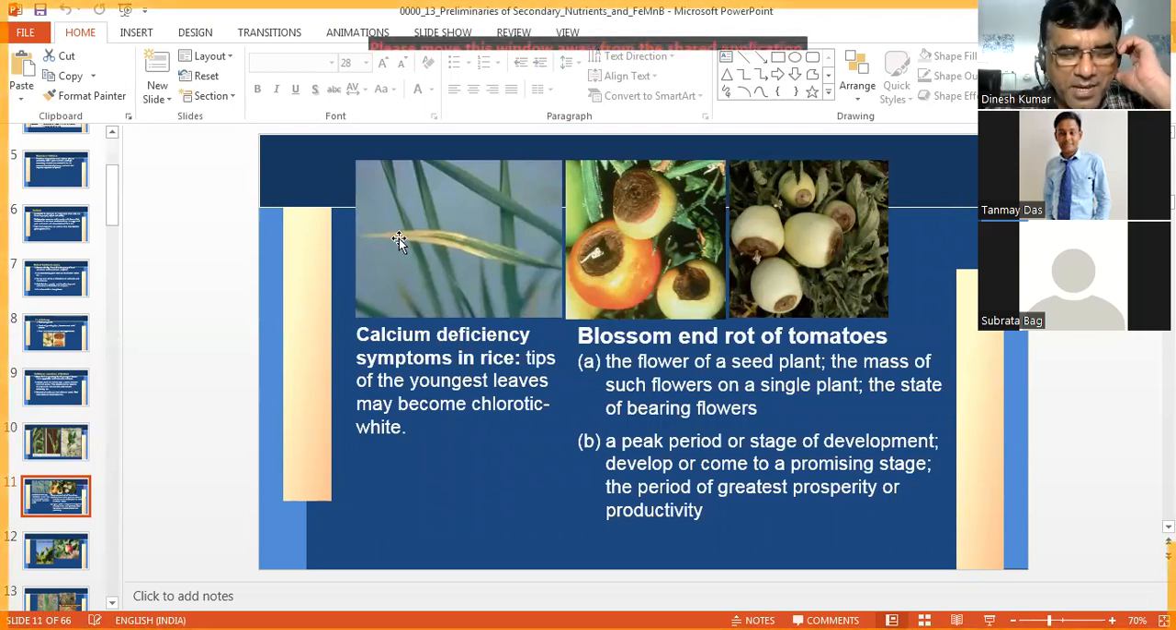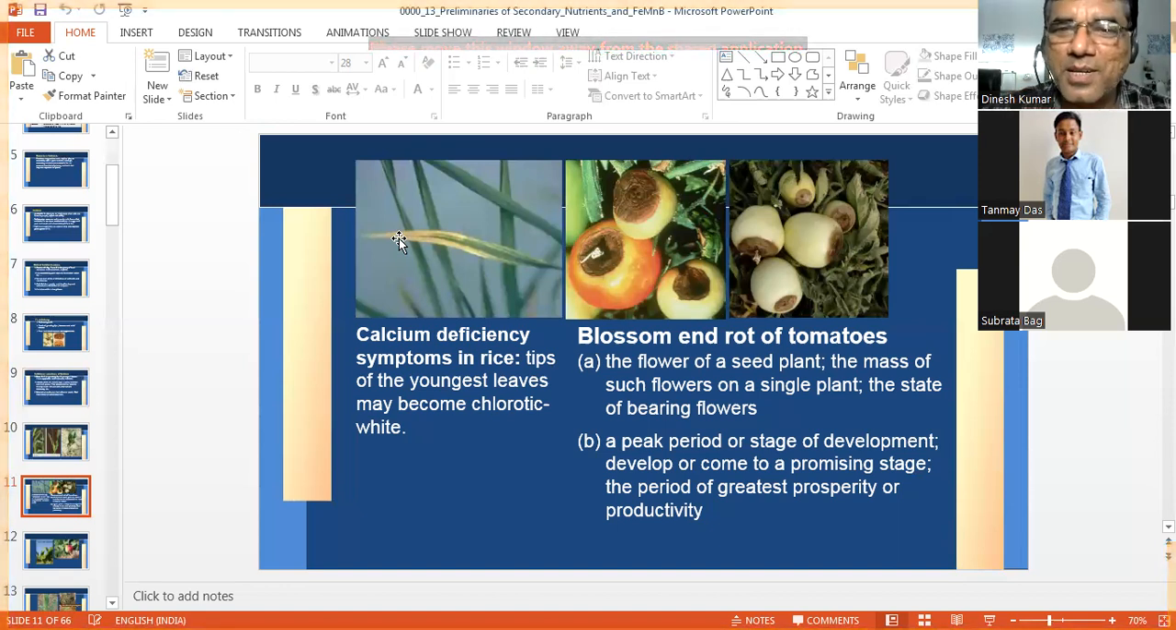So actually many times you cannot be very sure about deficiency and toxicity symptoms. Sometimes the toxicity symptom of one element or nutrient may resemble the deficiency symptom of another. So they are just very indicative, just a general idea. And many times you cannot be sure that this is because of this particular element.